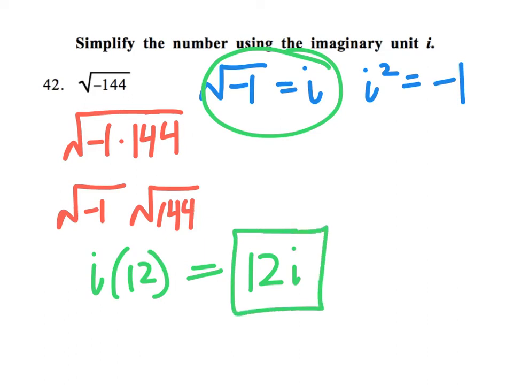One thing to be careful of, and I've seen people doing this as they do their homework for this section, 144 is a perfect square. I don't have to break it apart. I don't have to find numbers that go into it. It's a perfect square. So I can just take the square root and write that number in front of I.